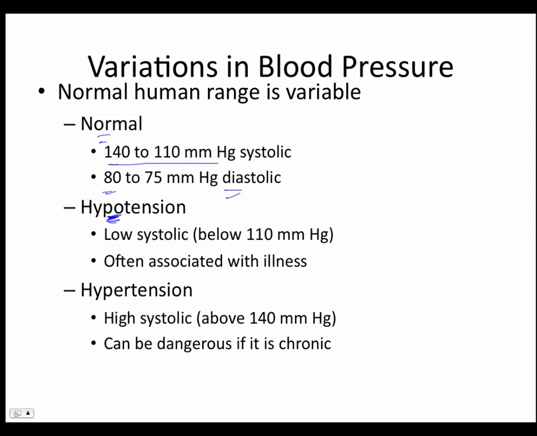Hypotension, hypo meaning below. This is when your systolic is below 110, typically associated with illness. Hypertension, lots of people have hypertension, and of course you want to take hypertension medicine to increase dilation and also decrease that volume retention. This is when your systolic pressure is above 140 mmHg.